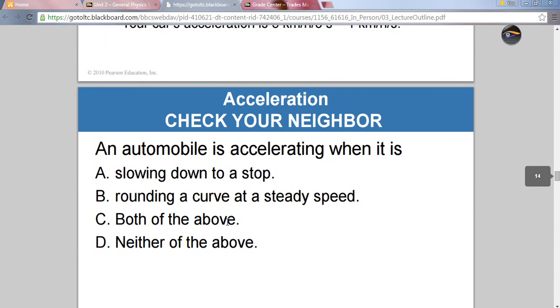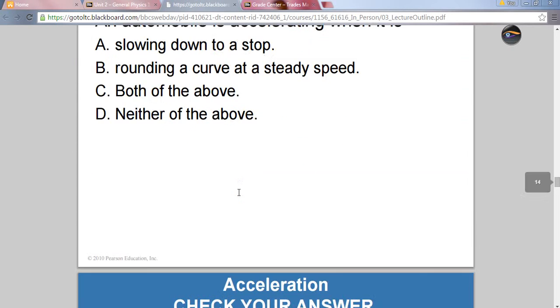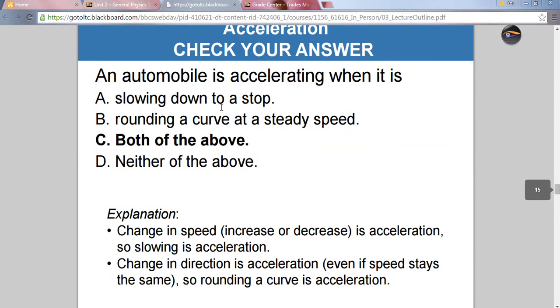Now, an automobile is accelerating when it's slowing down to a stop, when it's rounding a corner at a steady speed, both of these, or none of these? The answer here is both of these. So it's accelerating when it's slowing down. Sometimes you may hear of that referred to as deceleration. It's basically a negative acceleration. We do say that it is accelerating, whether we're increasing our speed or decreasing our speed. So A and B are correct here, so C is the correct answer.